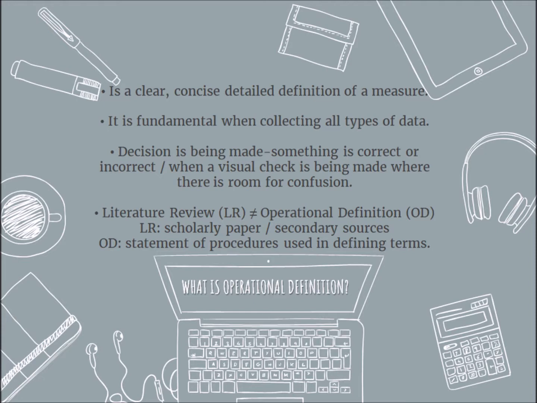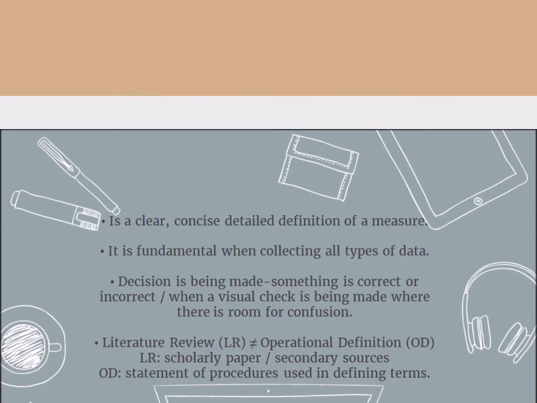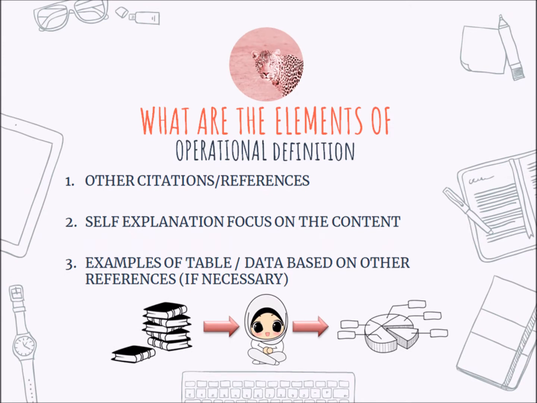Before making a real operational definition, we must know what the elements needed in operational definition are. Let's move to the title. What are the elements of operational definition? Supposedly, there are three things in operational definition. First is from other citation or reference, followed by self-explanation, focusing on the content of the research, and lastly, an example of a table or data based on other reference if it is necessary. Need to look at the below.